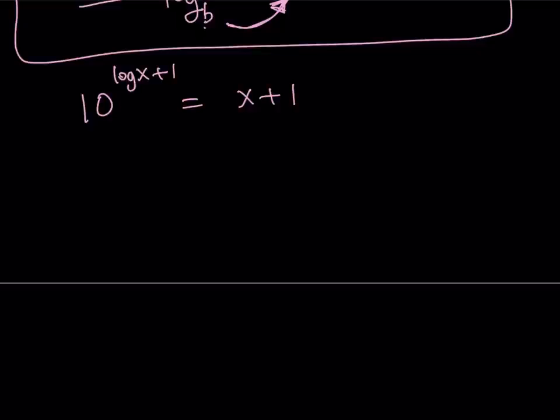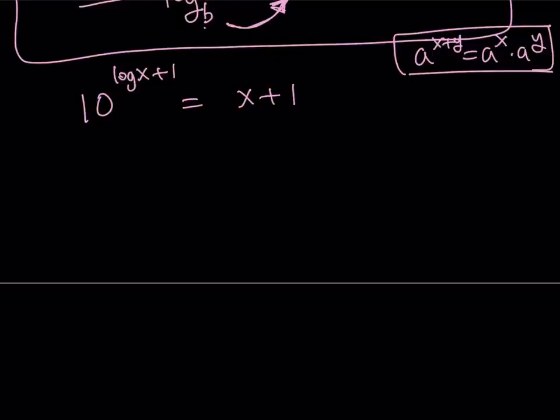Whenever you have something like a to the power x + y, you know that you can write it as a to the power x times a to the power y. This is a very powerful formula for solving and simplifying exponential expressions. And exponential expressions, as you know, are fun. Anyways, I talked too much, I know that, so I'm going to continue. So separate these two things, and you're going to get 10 to the power log x times 10 to the 1, which I write as 10.